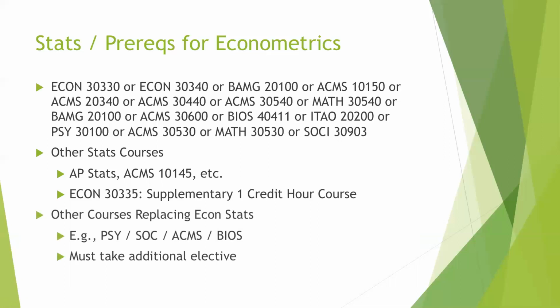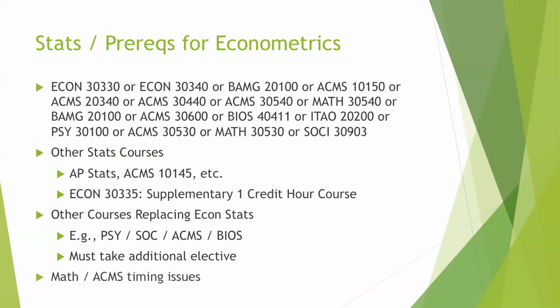There's also issues related to other courses replacing econ stats. So if you're an econ psych major or econ sociology, econ ACMS, or something like that, you may have taken a different course that satisfies the prerequisite for econometrics, one of the slew of courses listed above. If that's the case, you can use the prereq, say psych stats or soc stats, to place into econometrics. But if you don't take stats for econ, you must take an additional econ elective to satisfy the full course number for the econ major.